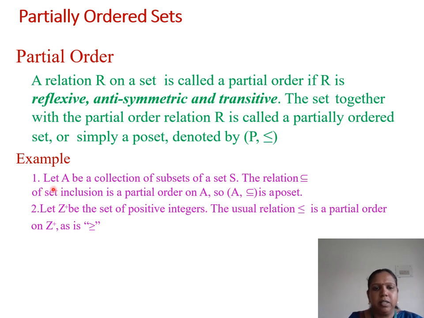We see some of the examples. Let A be the collection of subsets of S. So S is a superset and A is a subset. So we can say the relation is contained. Similarly, if you are taking Z plus, positive integers, each and every number in that set is greater than or equal to the other. So we call this greater than or equal to.